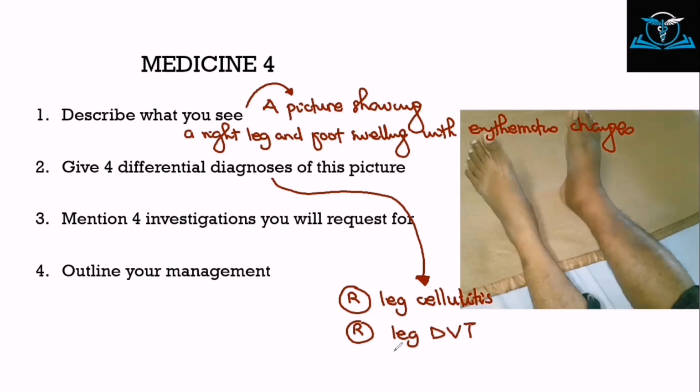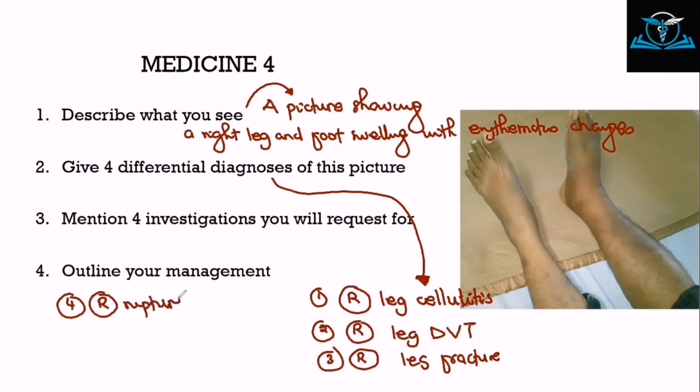So here, after these two, you can say anything you like. Right leg fracture. What else? Ruptured Baker's cyst of the right leg. Right, ruptured Baker's cyst. Take note of my answer, so don't think I'm being too petty. Don't be getting minus 0.5 for nothing. Just writing right won't harm you. What else? Post snake bite of the right leg.